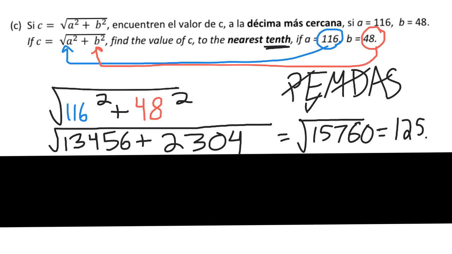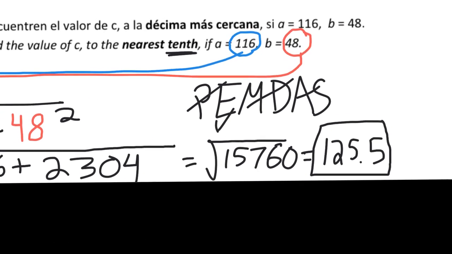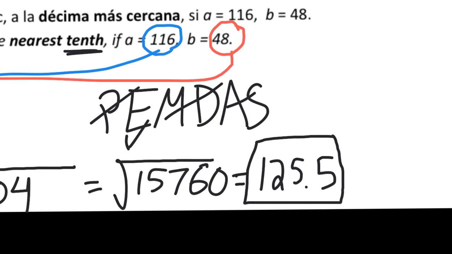125.5, because the 3 that comes after the 5 does not change it. It keeps it the same. That's how we round. And that's our final answer for C. C equals 125.5. And if you want, you could put C equals. It's not necessary, but they were asking what C is.